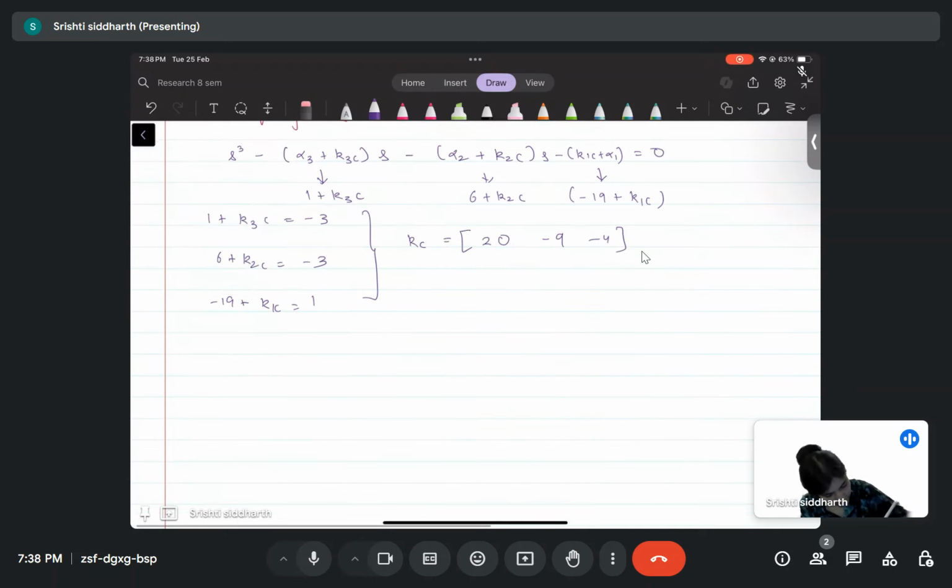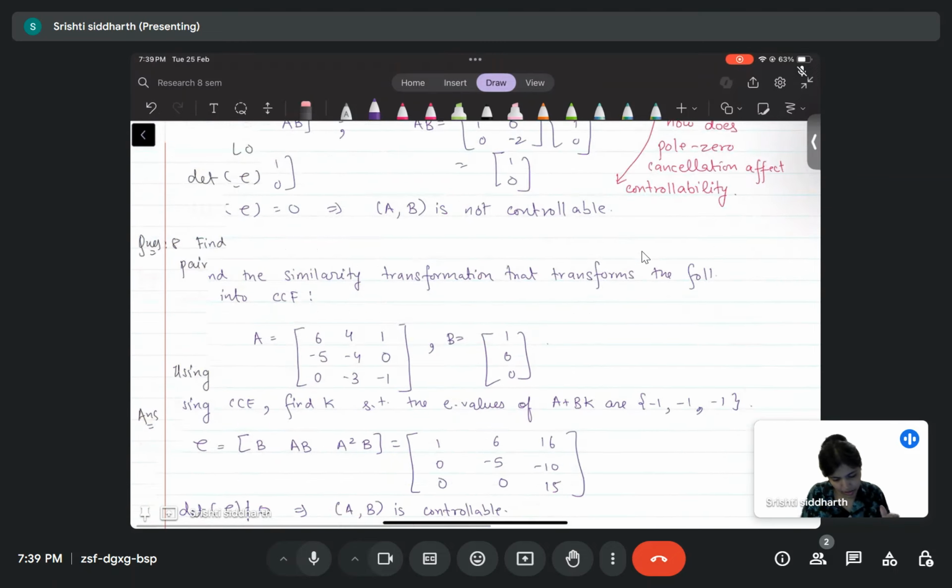So after Kc we can compute the original gain, which is Kc times T. This is 1 by 3. Yes. Having the transformation matrix, you can multiply this by Kc to get the original gain matrix K.